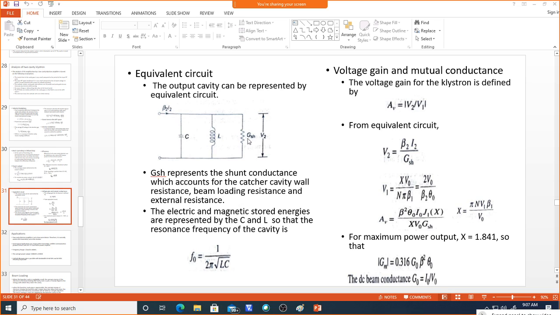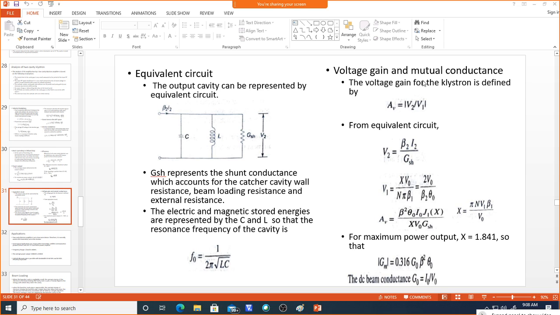So this represents the catcher cavity. As I said, this C and L will be the electric and magnetic stored energies. So then we can calculate the cavity resonance frequency, which is given by f naught equal to 1 over 2 pi root LC. Now if I want to calculate the gain, whatever input voltage I give at the input cavity, that is the buncher cavity, and the output voltage which is taken at the catcher cavity, the voltage gain is given by V2 by V1. So this is the voltage gain for the klystron.